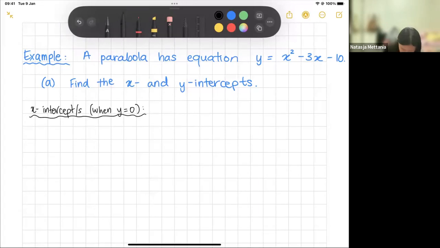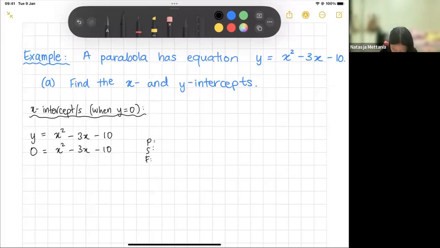Okay, I'm going to write down the equation first before doing anything. Y equals x squared minus 3x minus 10. Then what I'm going to do is I'm going to substitute y equals 0 into the equation. So anytime that I see y, I'm going to put 0 equals x squared minus 3x minus 10. This is where we need to use our algebra skills of factorizing. Okay, I'm going to use PSF just to do it.